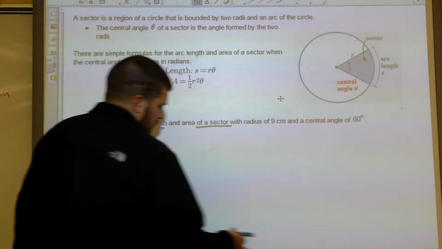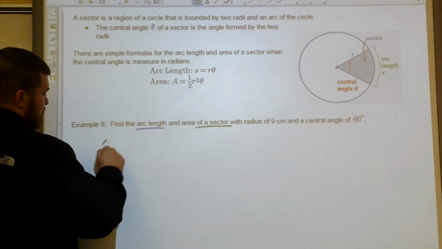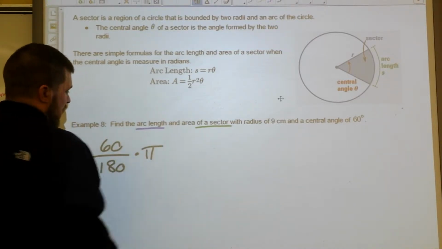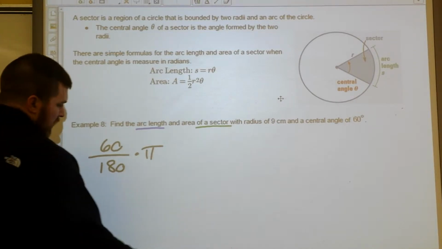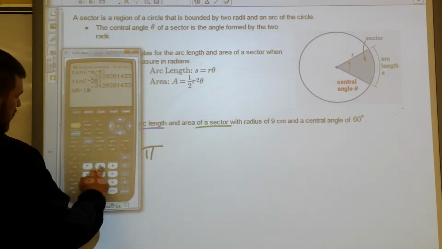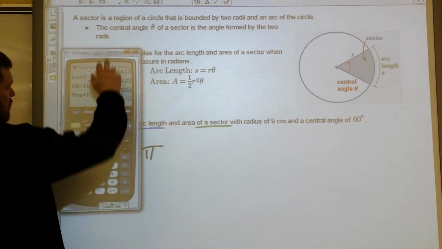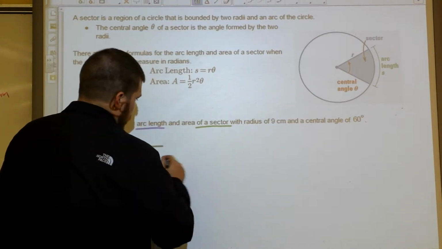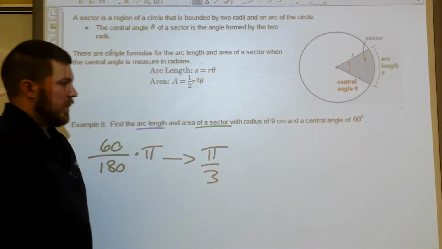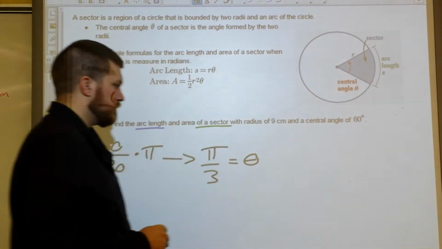Alright, so my 60 degrees in radians. Well, to do that, what I'm going to do is say 60 divided by 180 and multiply by pi. That's what we did in the previous video. So I'm going to use my calculator to do that for me. 60 divided by 180. Get a decimal, turn it into a fraction. So 1/3 pi, or pi over 3.